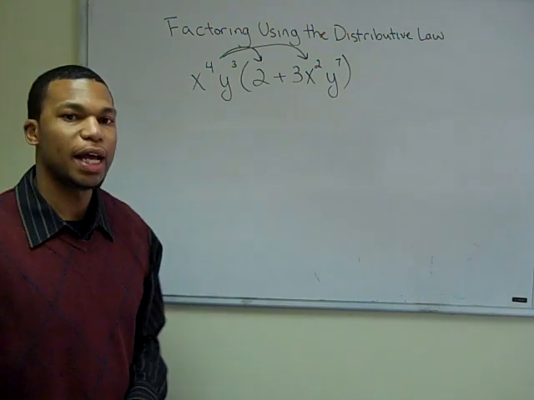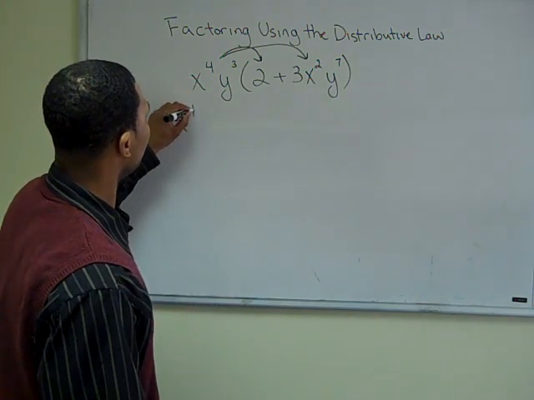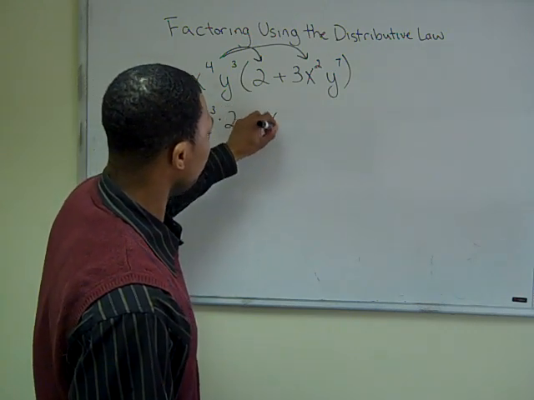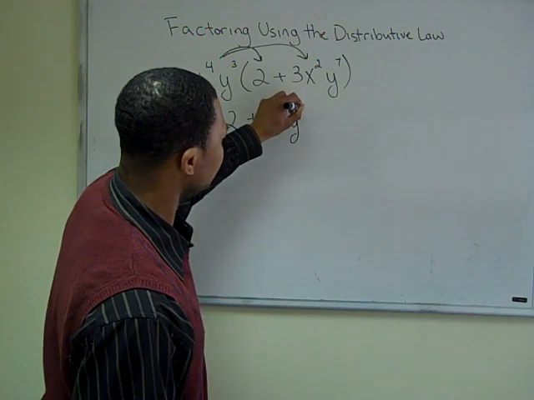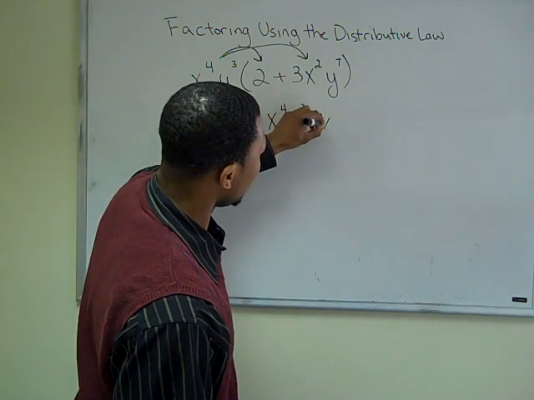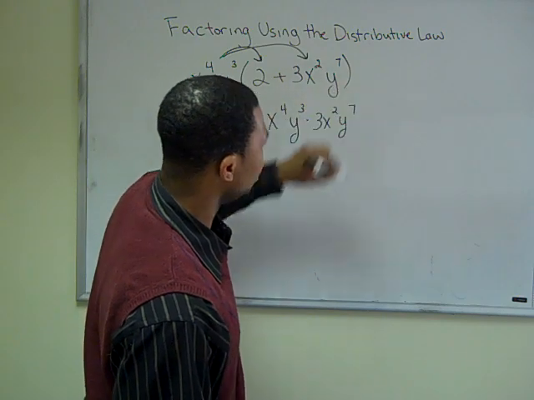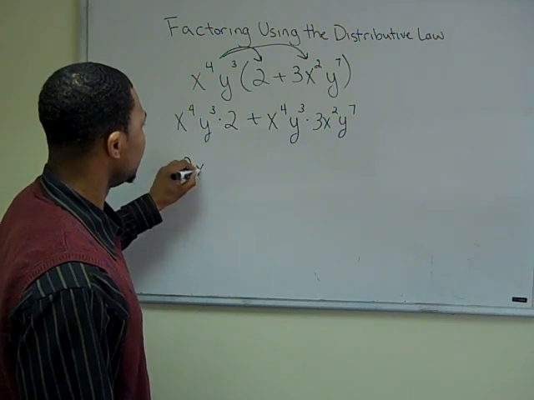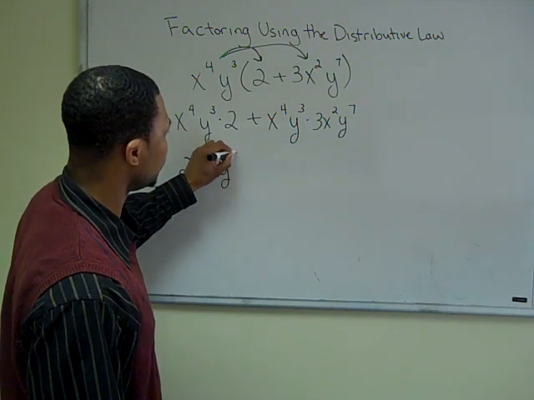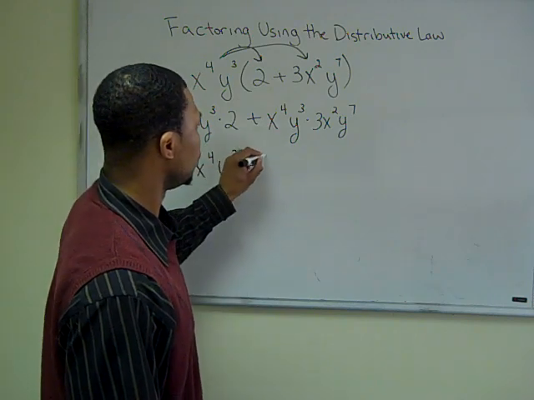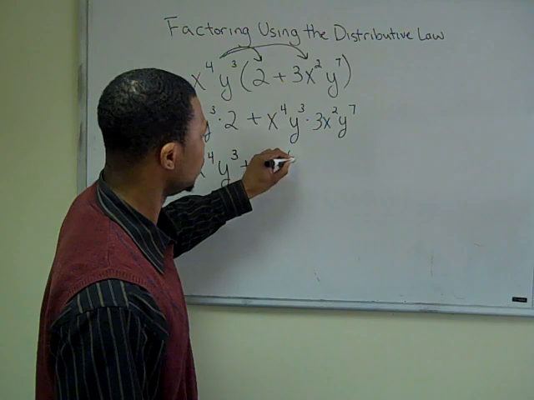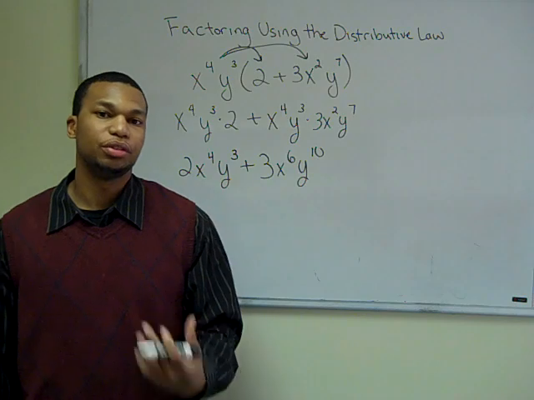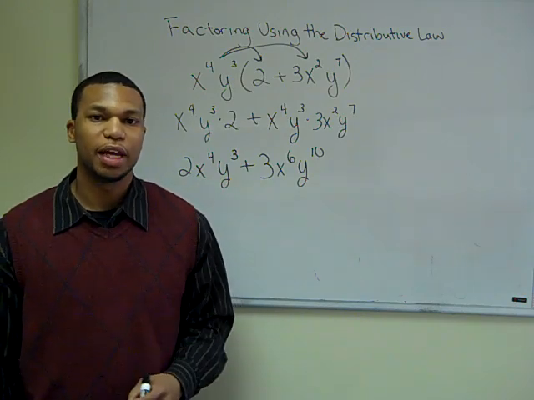So if we were to multiply out again, we get x to the 4th y to the 3rd times 2 plus x to the fourth y to the third times 3x squared y to the seventh. This gives us 2x to the fourth y to the third plus 3x to the sixth y to the 10th, which matches our original given answer.